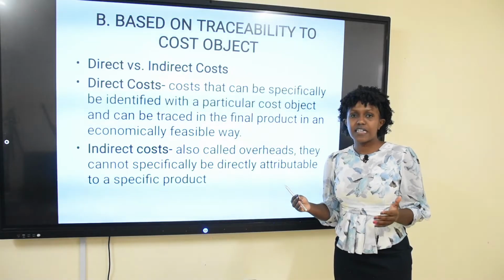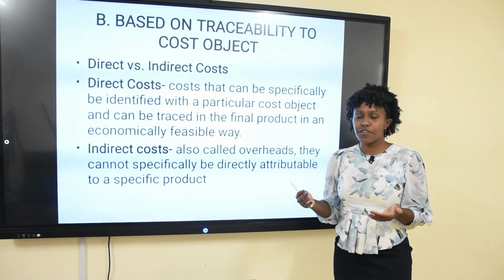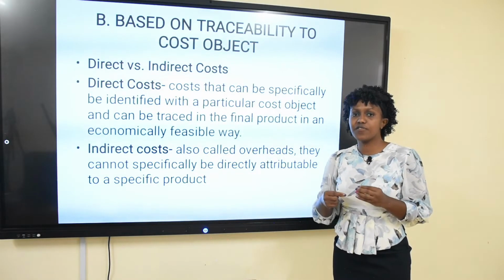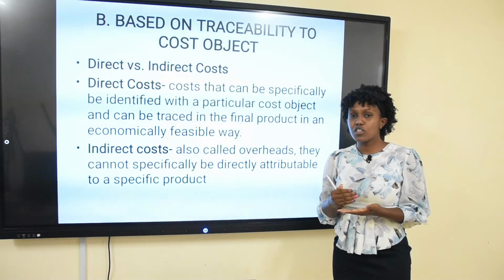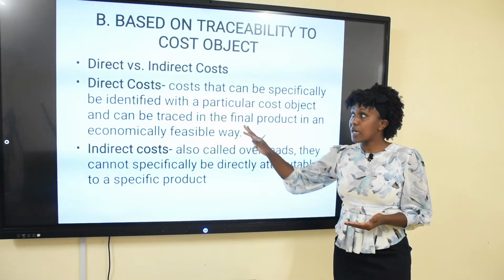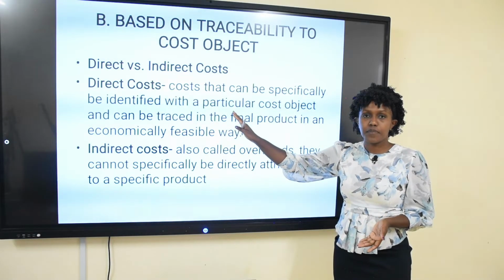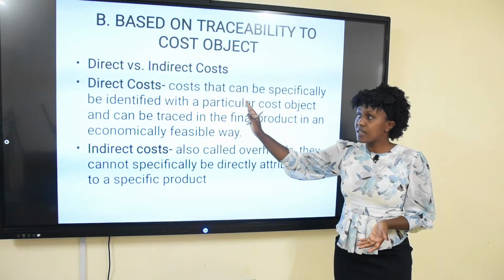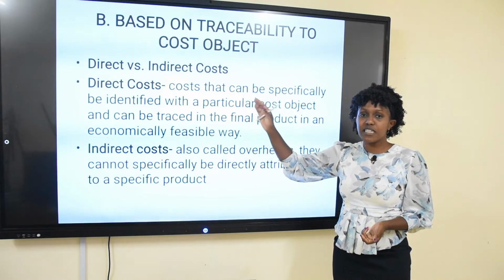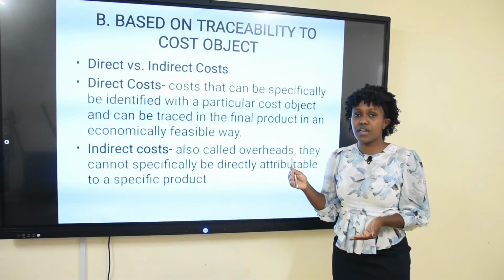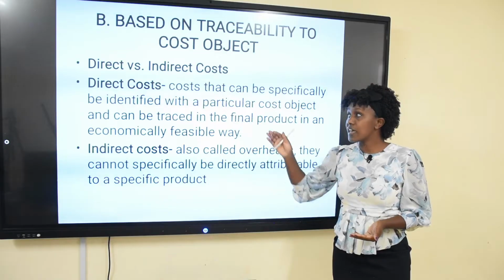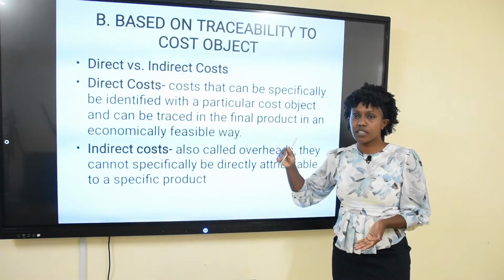Direct costs are costs that can be traced to the final product in an economically feasible way. You are able to trace them to the final product. Examples of direct costs are direct material, direct labor, direct expenses. These are direct costs. They can be seen in the final product. They can be quantified in the final product. They can be traced in the final product.